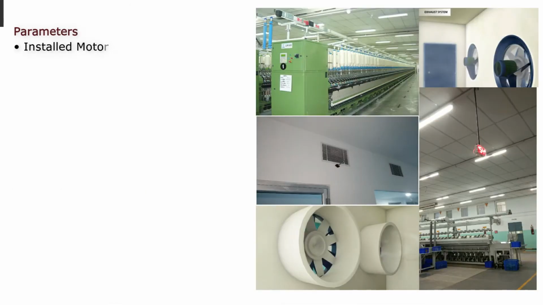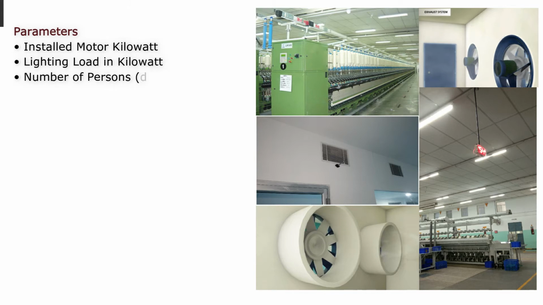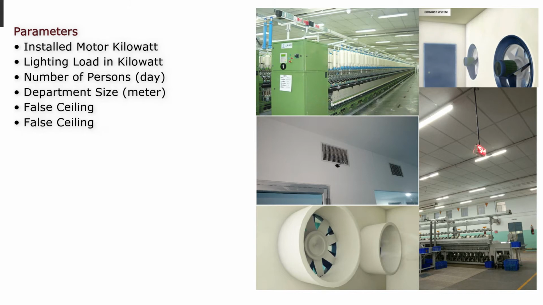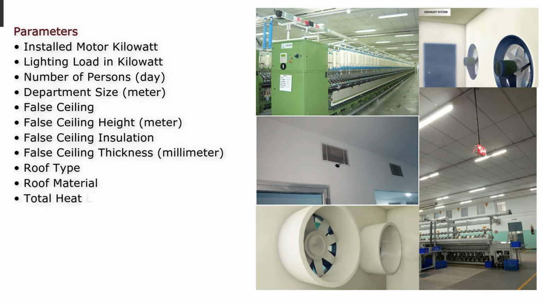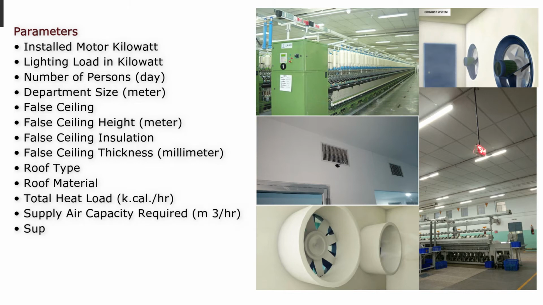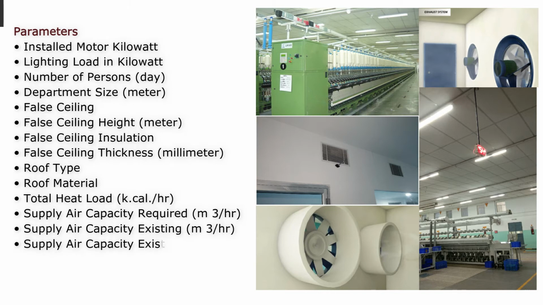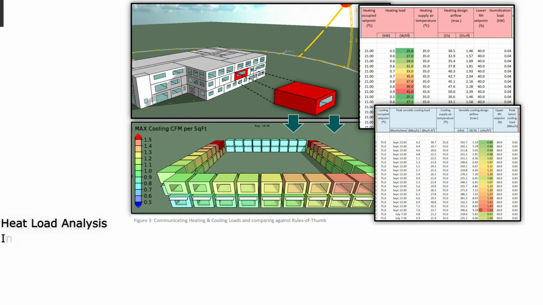Parameters: installed motor kilowatt, lighting load in kilowatt, number of persons per day, department size in meters, false ceiling, false ceiling height in meters, false ceiling insulation, false ceiling thickness in millimeters, roof type, roof material, total heat load in kcal per hour, supply air capacity required in m3 per hour, supply air capacity existing in m3 per hour.